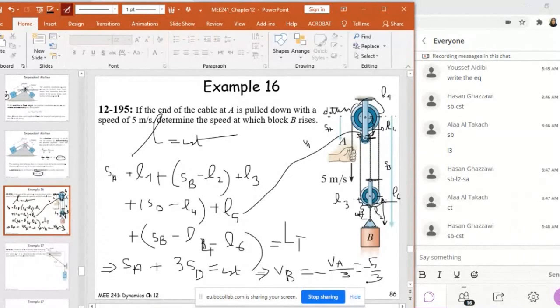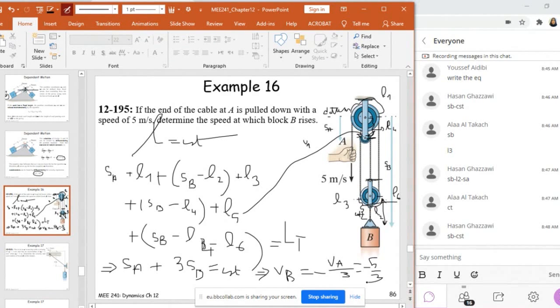Yes, doctor, I have a question, please. Go ahead. But regarding SB, how did we know how we should take it? Okay, so this is the first problem solved in dependent motion. You're going to find that it's somewhat complicated, but if you practice, go to the textbook and practice, from the examples to the problems, all right?